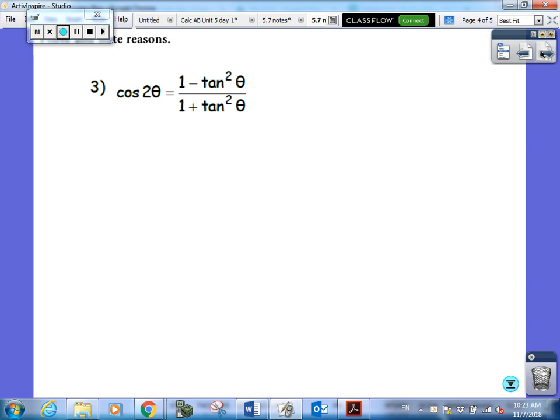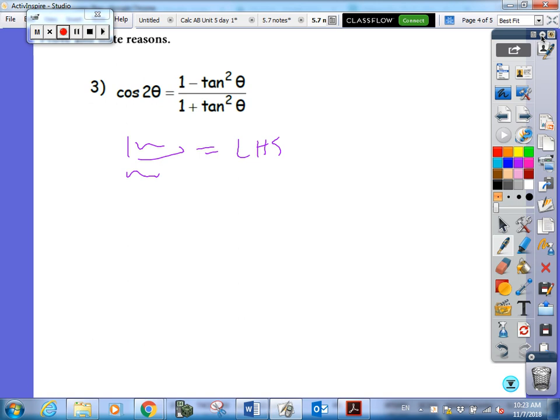Now, I saw some people write something over here, and then they would say equals left-hand side. Okay, that doesn't make any sense, okay? This is the left, this is the right. So if you're going to write left-hand side, it has to be on the left-hand side. If you're going to write right-hand side, it needs to be on the right-hand side. You can't flip-flop anything. It is a proof. What you are given is there. You can't change anything. You pick one side to manipulate.